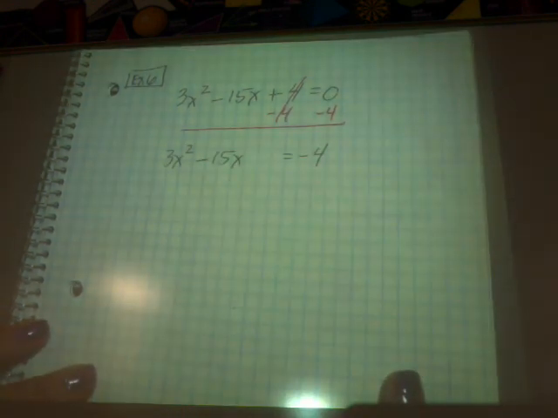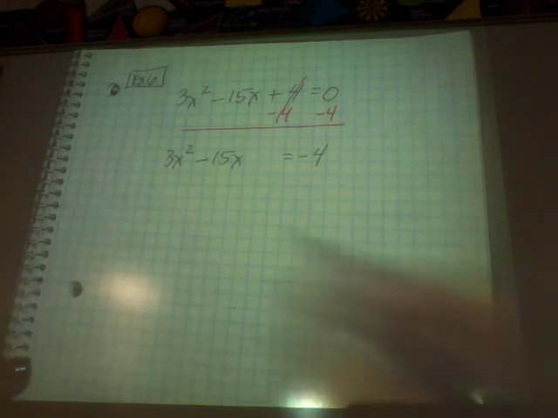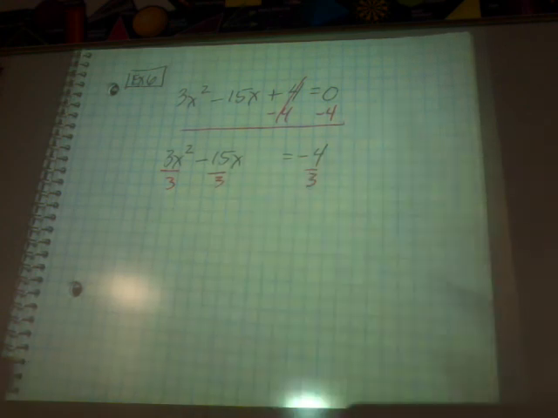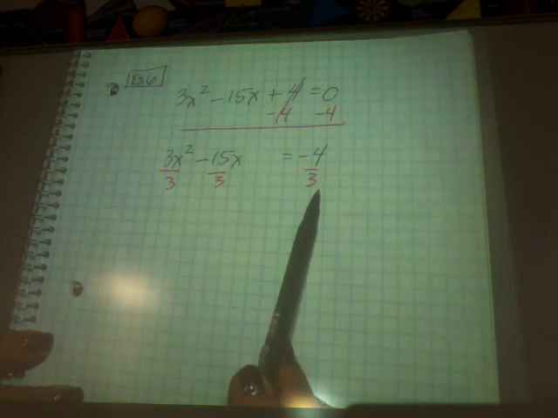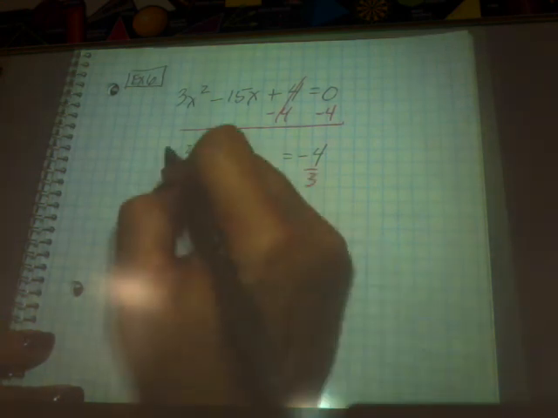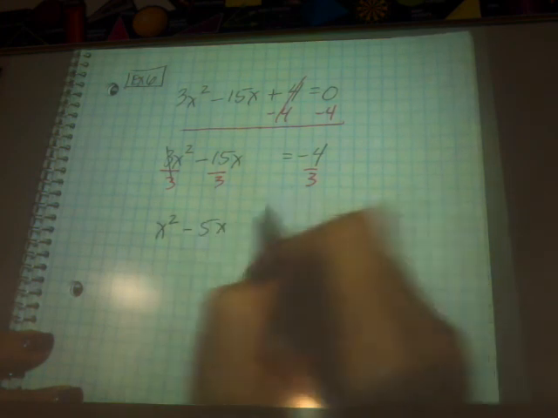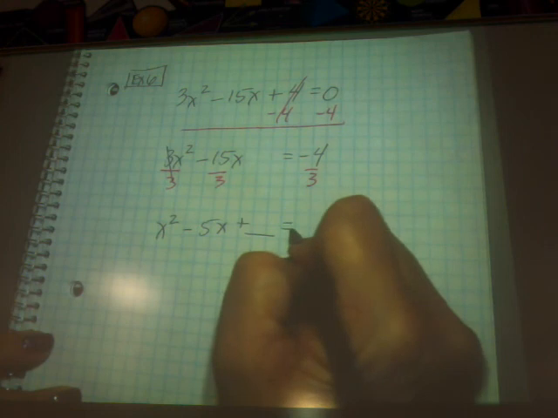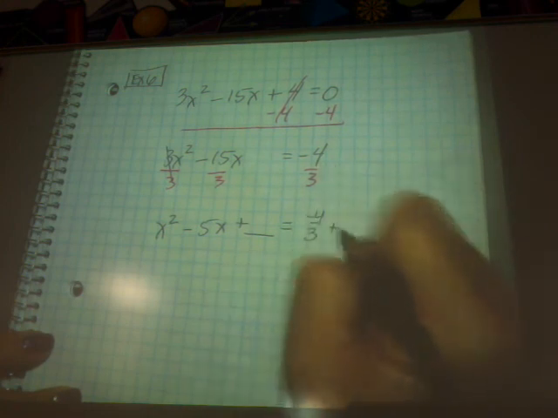Then I need to get rid of that 3. So what are you going to do to get rid of the 3? Divide everything by 3. So we're going to get an uncomfortable answer over here, but we'll deal with it. So the 3 cancels out of here, and I get x squared minus 5x. Then I want you to put a plus blank here equals the negative 4/3 and plus blank.